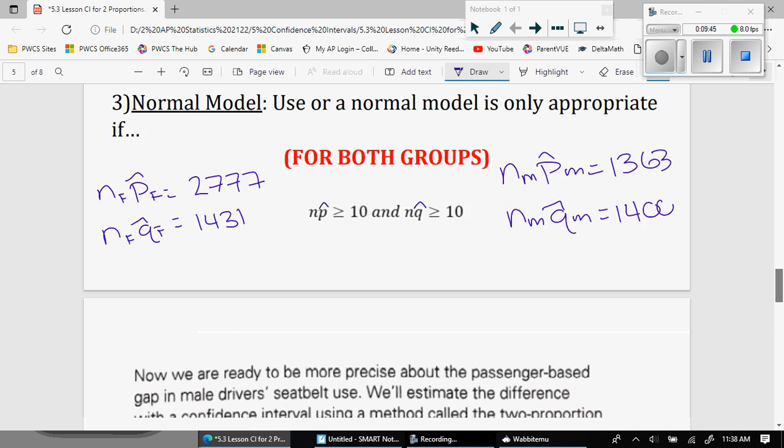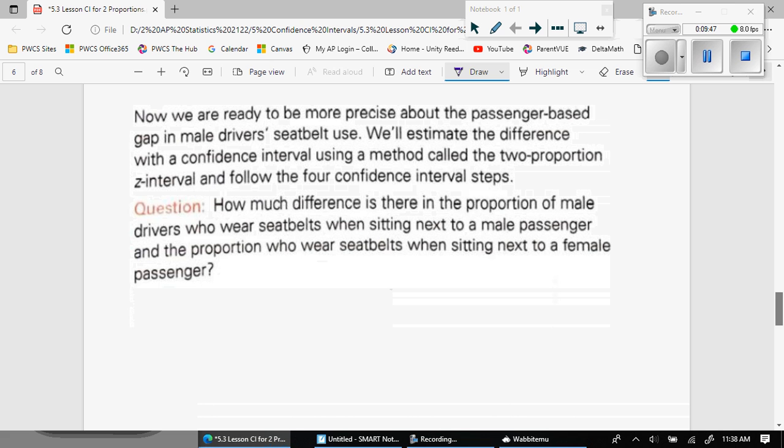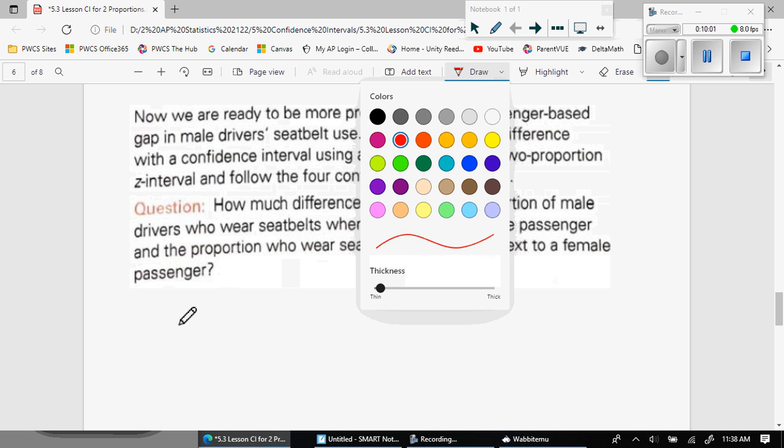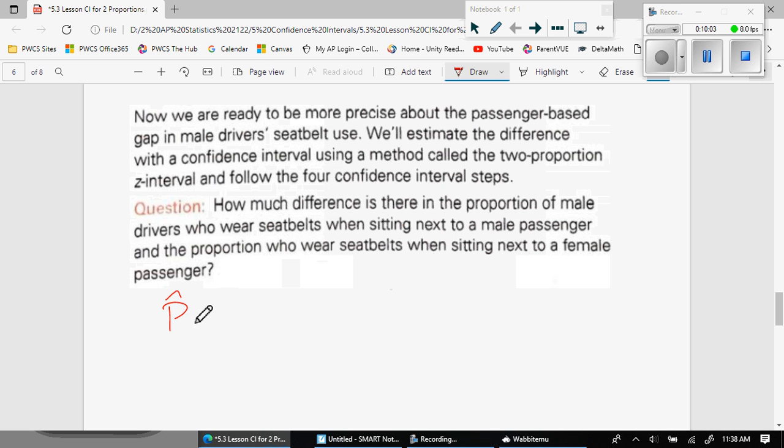And so now let's peek at the question and answer it. We want to know how much difference there is in the proportion of male drivers who wear seatbelts when sitting next to a male and the proportion who wear seatbelts when sitting next to a female. So let's recap. We did our female group minus our male group, and we got 16.7%.